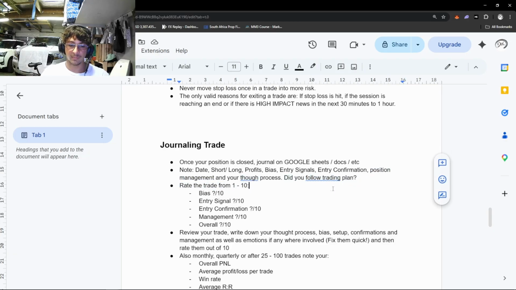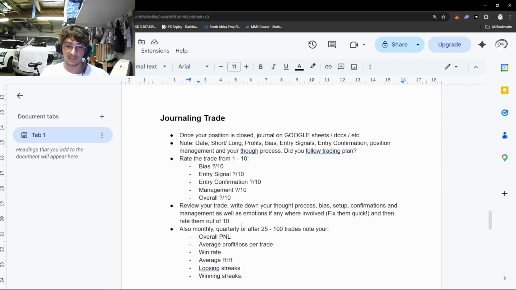as well as whether you followed the trading plan. Rate the trades from 1 to 10. For example, how good was your bias out of 10? How good did you enter out of 10? How good was the entry signal out of 10? The confirmation out of 10, how good was it? How well did you manage? And overall, how was the trade?